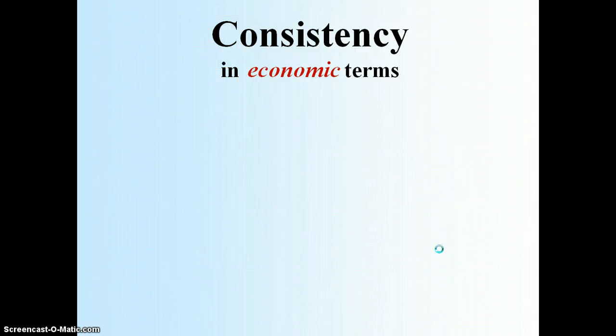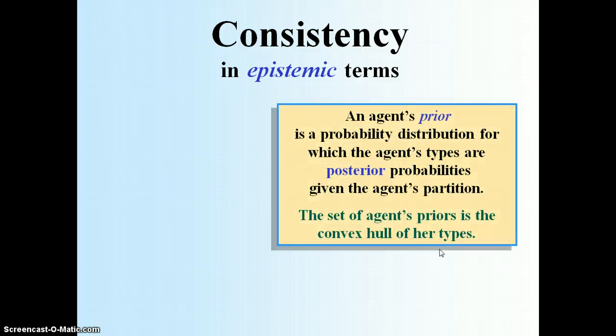Now we change the economic terms into epistemic terms, and we recall what a prior of a player is. An agent's prior is a probability distribution for which the agent's types are posterior probabilities given the agent's partition. So the types are derived from the prior by conditioning on the elements of the agent's partition. The set of all the agent's priors is the convex hull of her types.